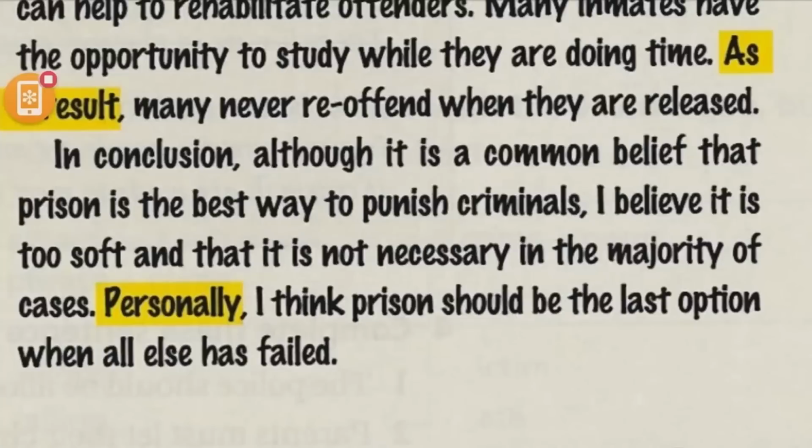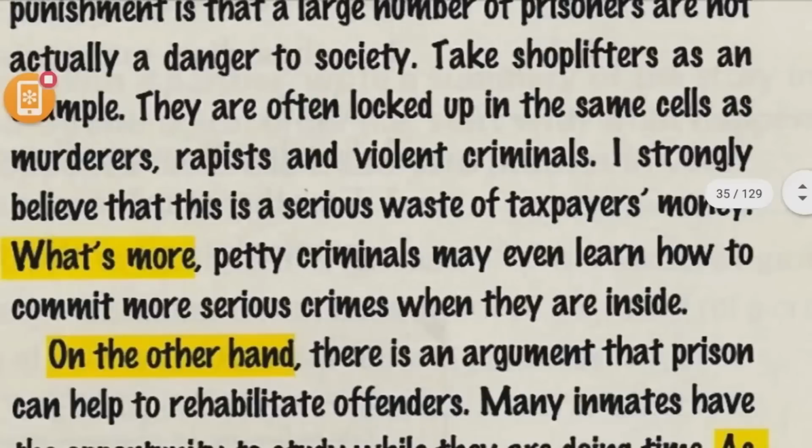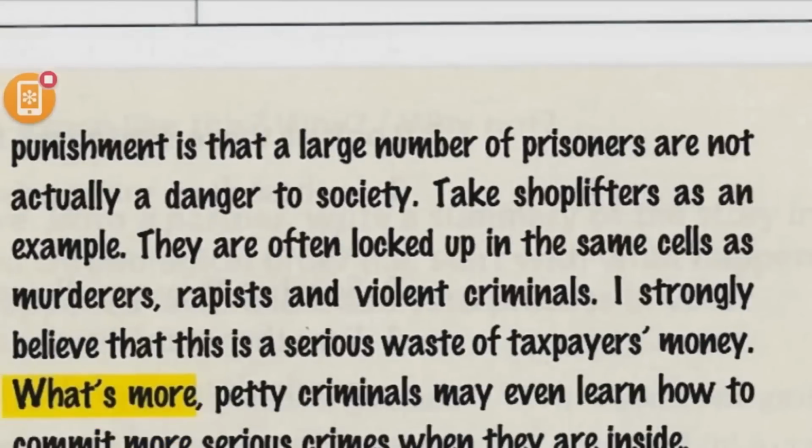In conclusion, although it is a common belief, instead of it is a common belief, you can write there is a common belief. There is a common belief that prison is the best way to punish criminals. So this thing is called restating the topic. I believe it is too soft. Now you are giving the summary of your 2 arguments. When he says it is too soft, please follow me. When he says it is too soft, it means a large number of prisoners are not actually a danger to society.